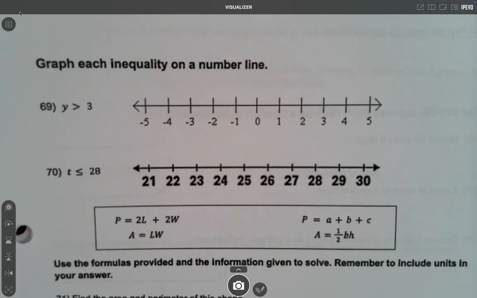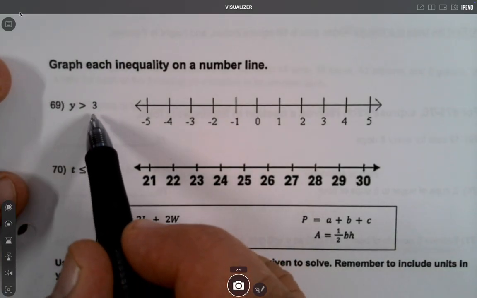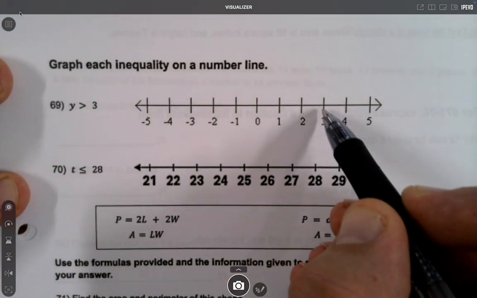Pre-Algebra Fall Exam Review continues. So this time we're asked to graph the inequality on a number line. Always start by looking at whatever number they give you. In this case they gave us the number 3. So we look at the number 3.